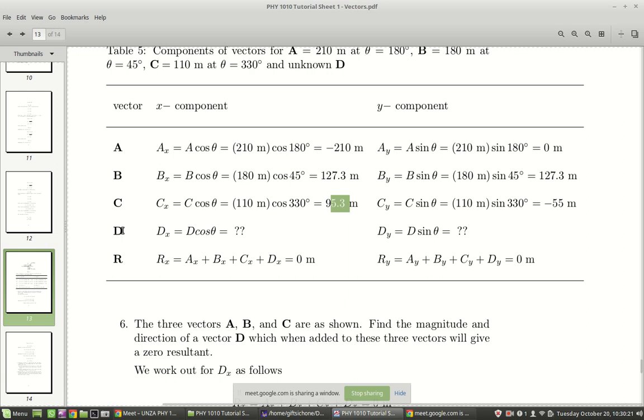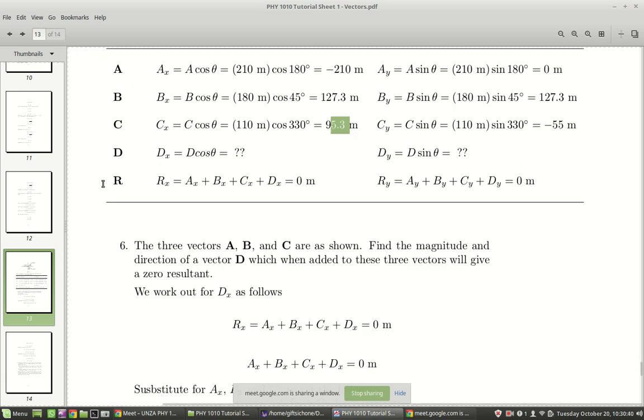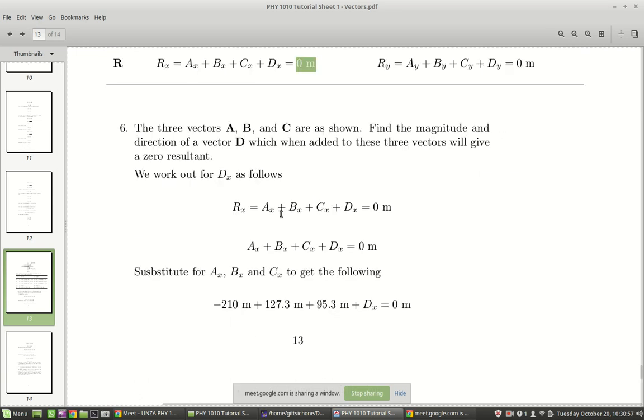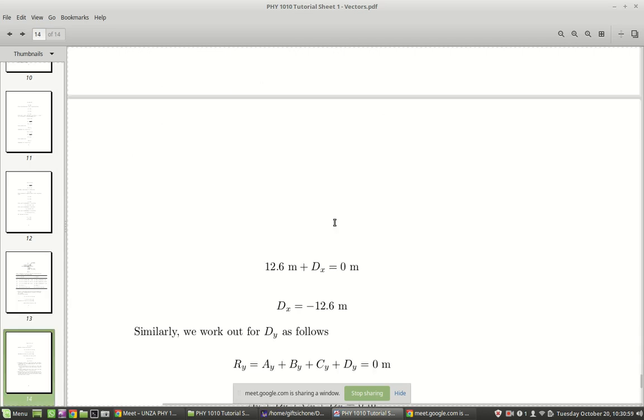Then there was a vector D, which we did not know what it was, so we said, okay, dx, the best we can do is whatever the size of D is, then the cosine of the angle it makes, and for dy, the sine of the angle it makes. Then the resultant, we're told the resultant is 0. So for us to get the resultant, you need to add the x components of all the vectors involved. And since the resultant is 0, the Rx is going to be equal to 0. And same thing applied for y. So we proceeded to do this, make the substitutions, work out dx, work out dy.